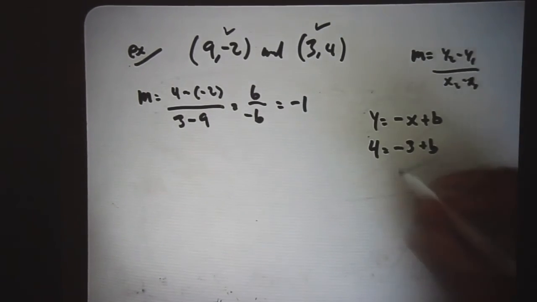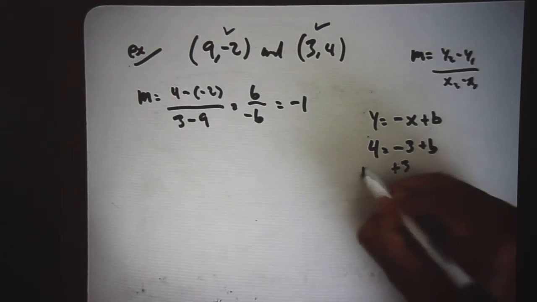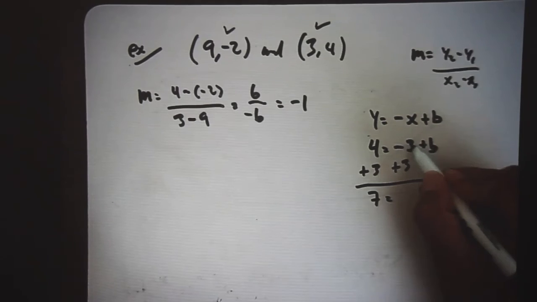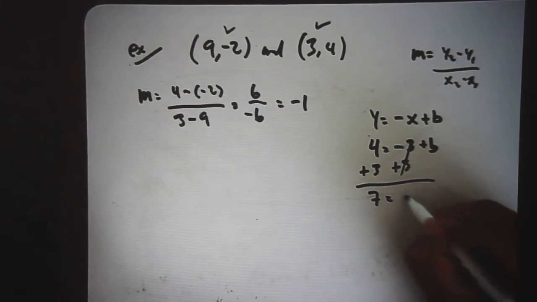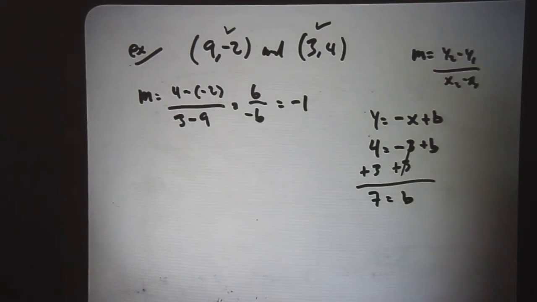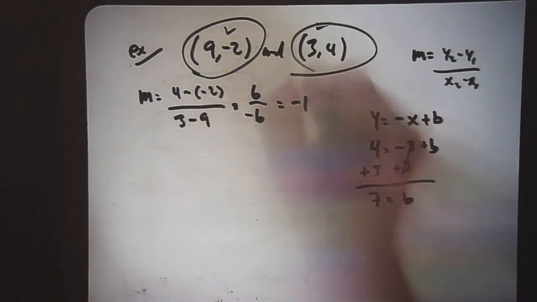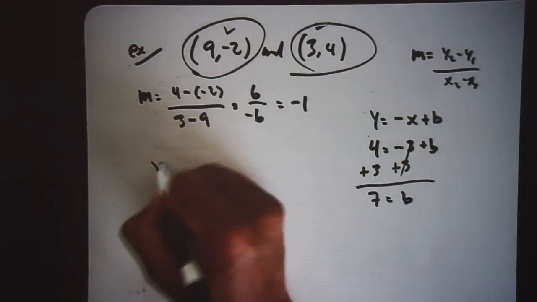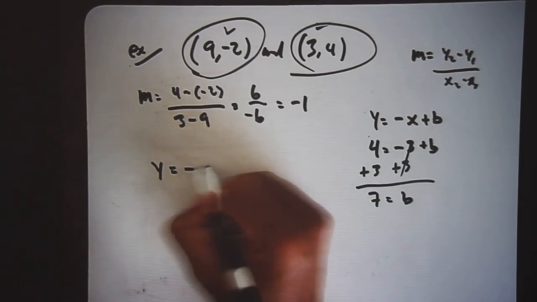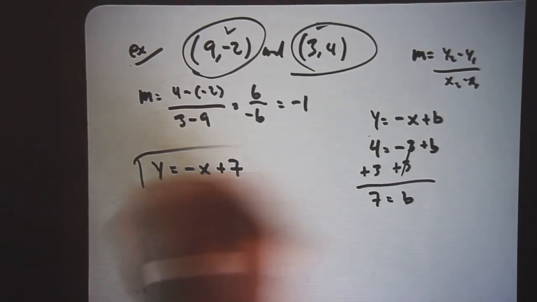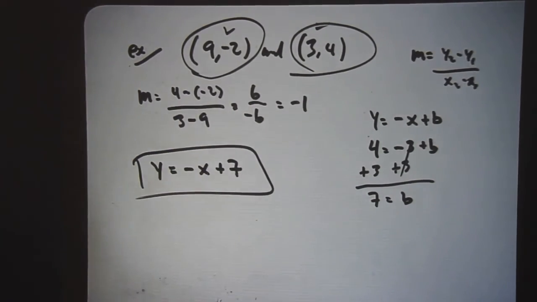Then we're going to add 3 to both sides to get to our b value. So 4 plus 3 gives us 7. Negative 3 plus 3 cancels out, which we want to have happen. And then b is equal to 7. So my final answer for the equation of the line that goes through this point and this point here is y is equal to negative x plus 7. And there is my solution.